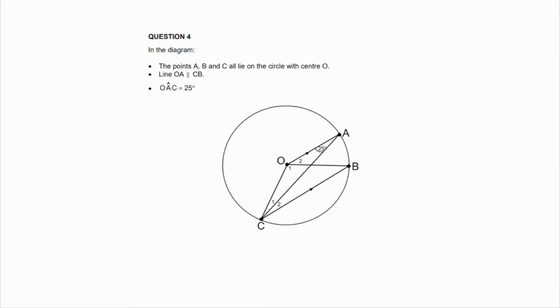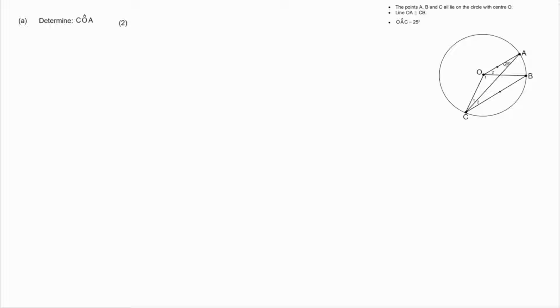Question 4. They give us this diagram. They say points A, B, and C all lie on the circle with center O. So here we got a center. They say line OA is parallel to CB. That's given over here. And angle OAC is 25 degrees. Okay, so they've indicated everything for us so far. No missing information we need to put in ourselves. And let's have a look. They say determine angle COA. So it's this whole angle over here, O1 and O2.